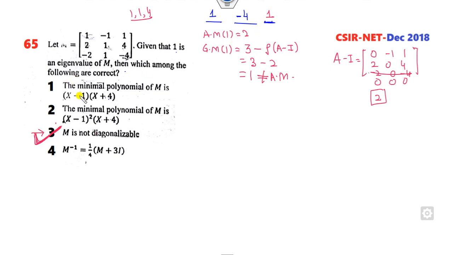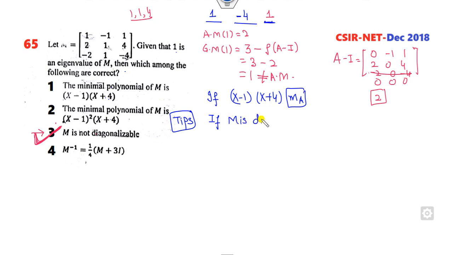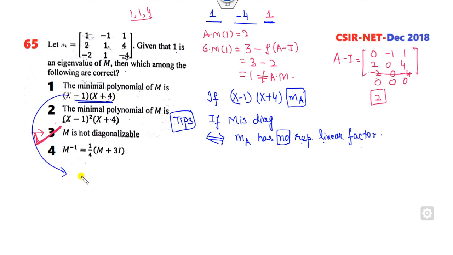Fine. Now look at this one. If x minus 1 and x plus 4 is the minimal polynomial. So remember, this is one tip for you, or you can say the remark. M is diagonalizable if and only if the minimal polynomial of this matrix has no repeated linear factor. That's a simple rule, no repeated linear factor. If this is the minimal polynomial, what are the roots of this? 1 and minus 4. It means this has no repeated factor and it is also linear.